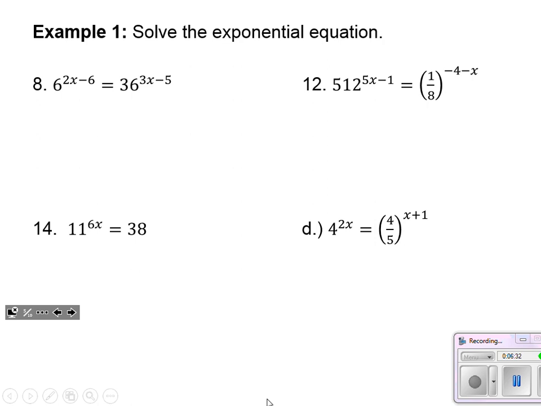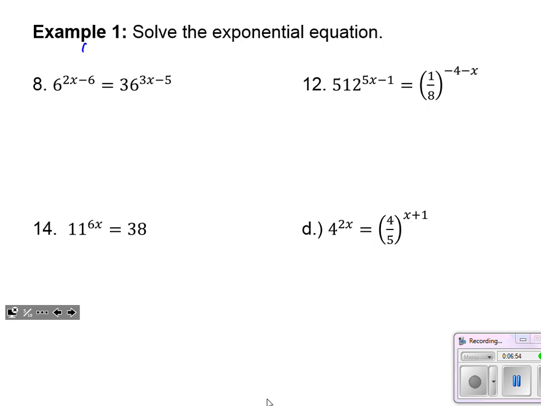So here you can see we've got 4 different exponential equations. The variable that we're trying to solve for is in the exponent in each of these problems. Let's take a look at how we can handle each different type. So we'll start off with problem 8 here. First, I'm going to check and see, can I write 6 to some power equals 36 to some power? Can I write that as both of those having the same base?